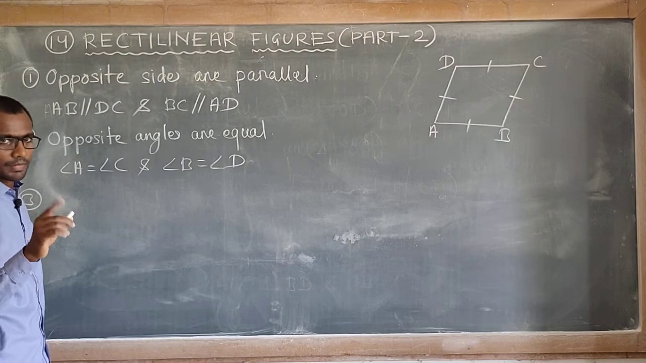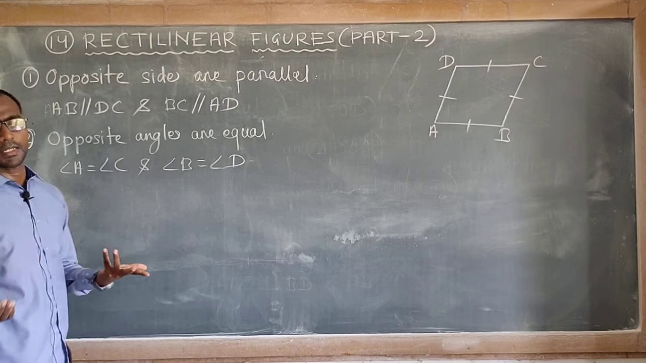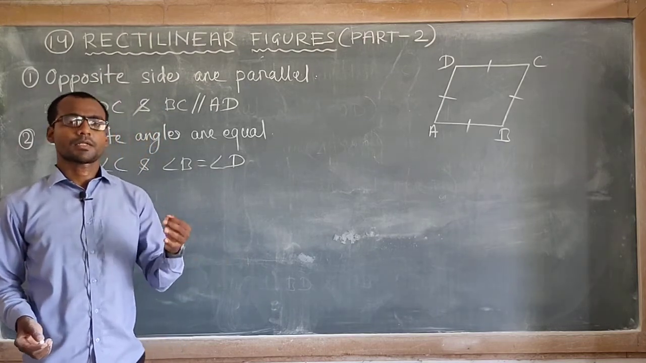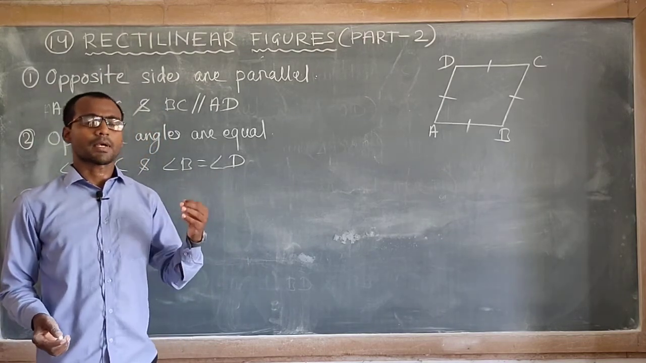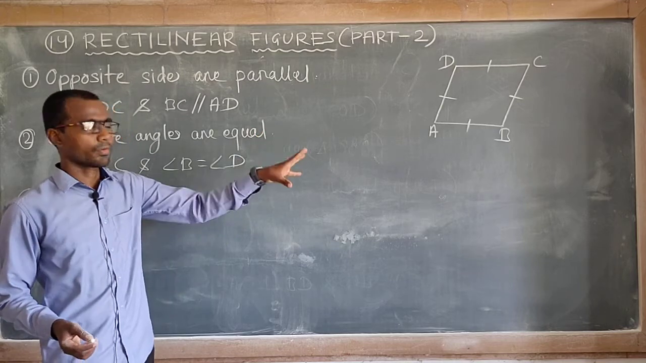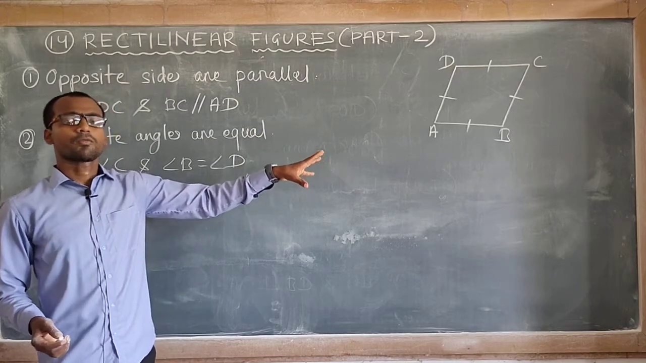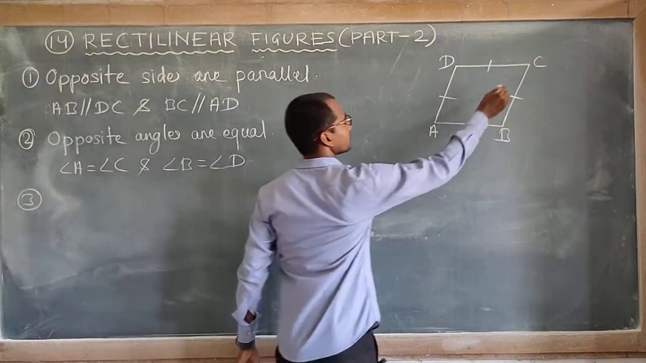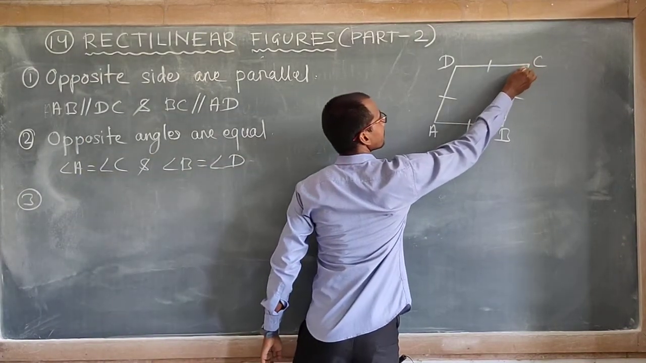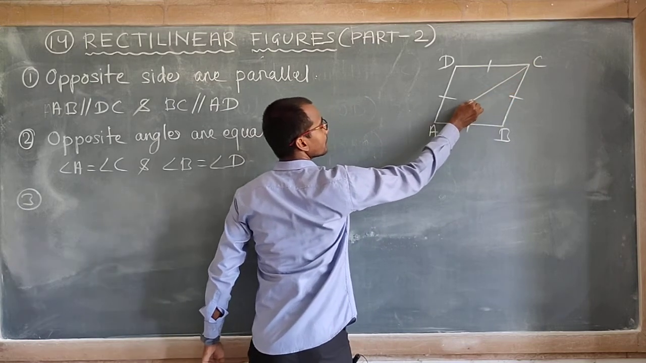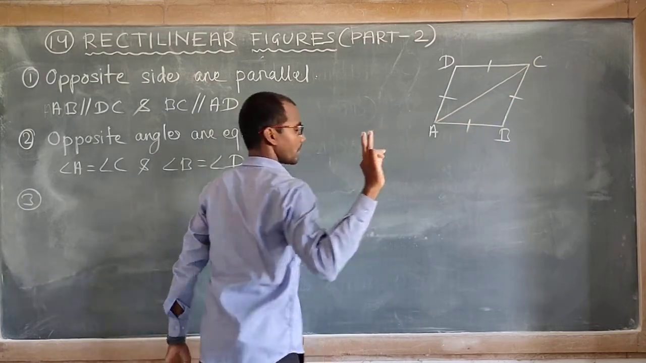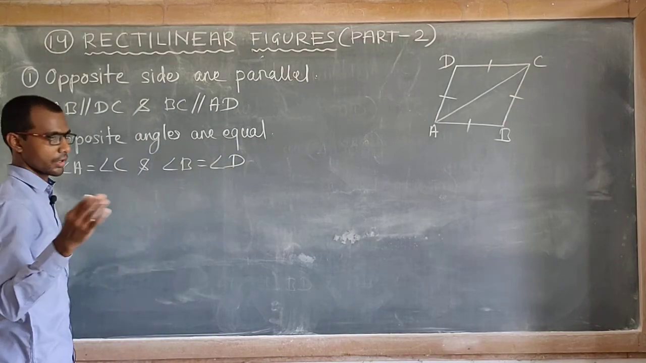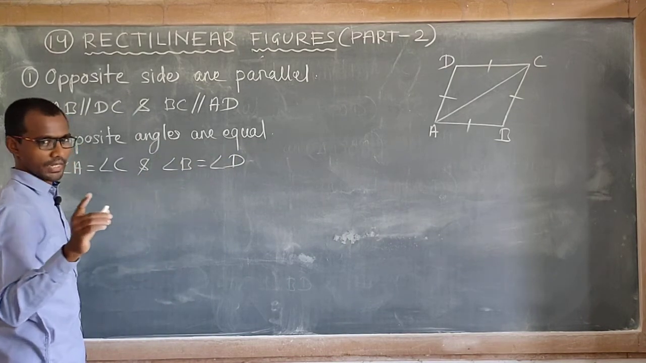Each diagonal bisects the rhombus. Just as in case of a rectangle and a parallelogram, each diagonal bisects the parallelogram, each diagonal bisects the rectangle. So in case of a rhombus also, each diagonal will bisect the rhombus. Okay. So if I join AC, I will get two congruent triangles. You have to write this. Each diagonal bisects the rhombus.